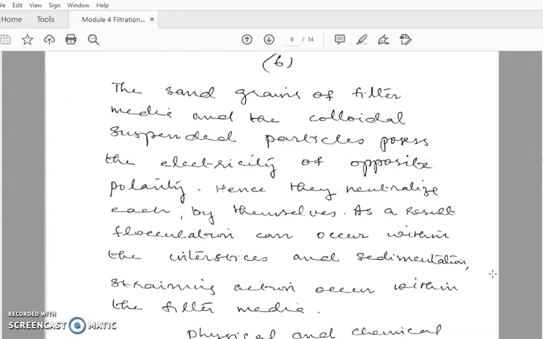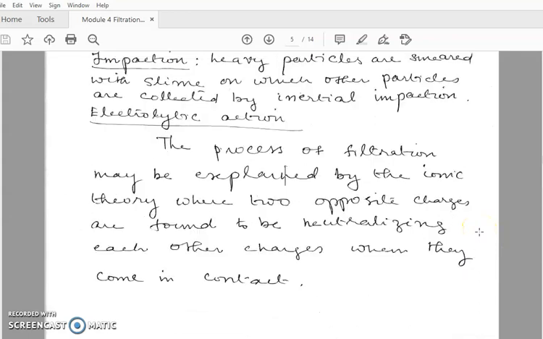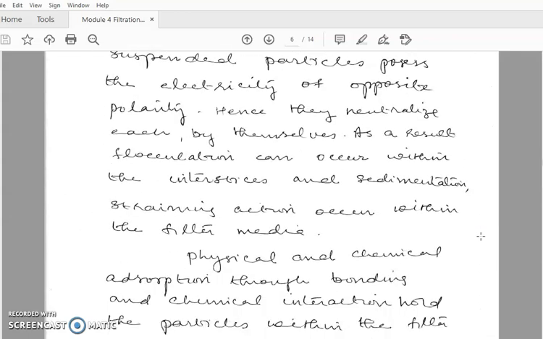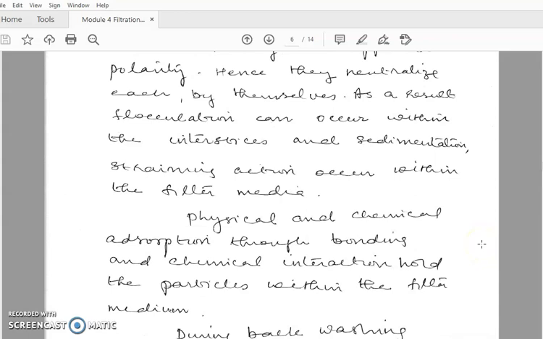It is not the outer surface, it is the very small pore spaces within the sand grains and the media. So then these particles will flocculate because now they are not having any charge, and they undergo sedimentation within the media. That is the electrolytic action. And because of all these processes, what is happening?